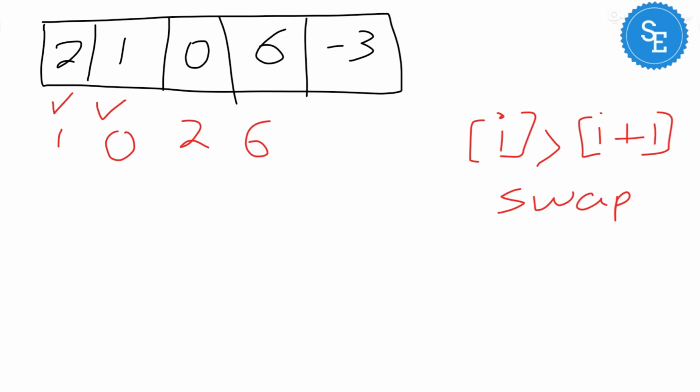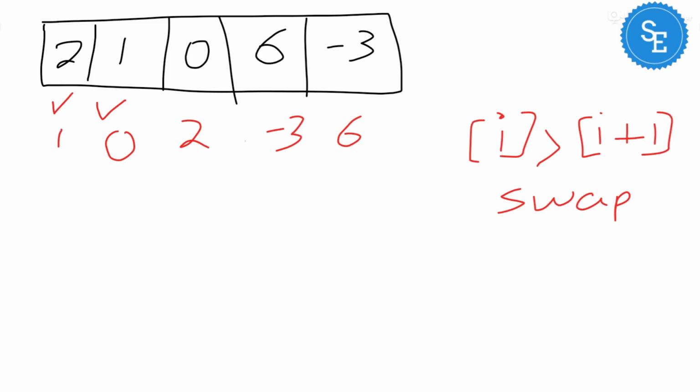Again we will be checking 6 and minus 3. When we compare 6 and minus 3, we see yes, 6 is greater than minus 3. So we need to swap it. This 6 will become minus 3 here and this will become 6. So we see that we have got 6 in the right position. This was the maximum of this array and it has reached its final position.